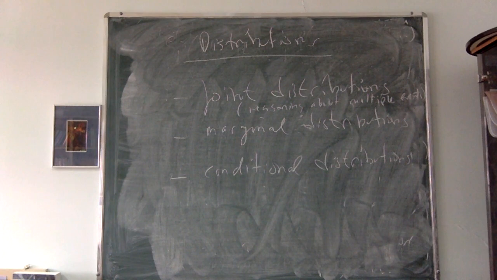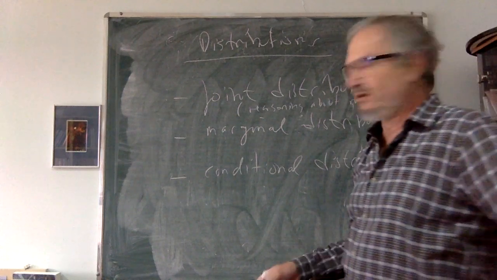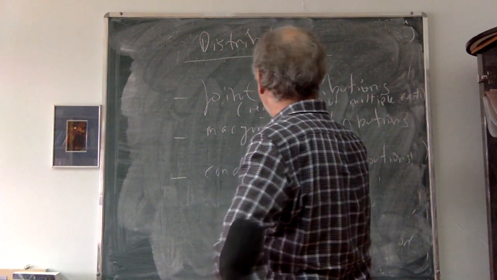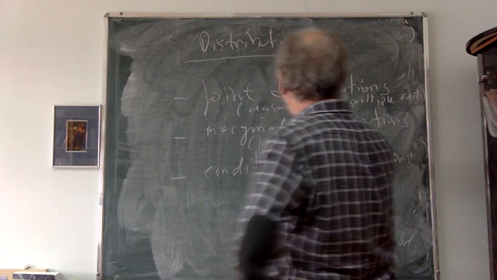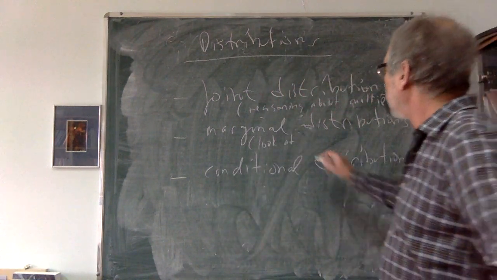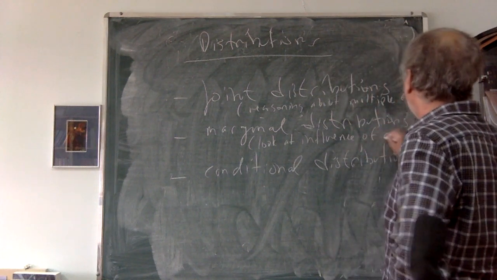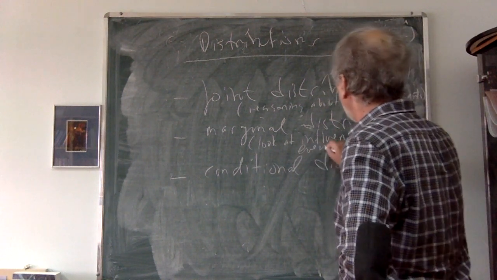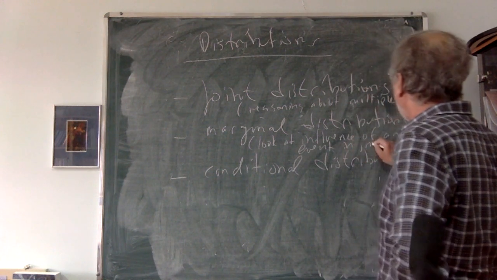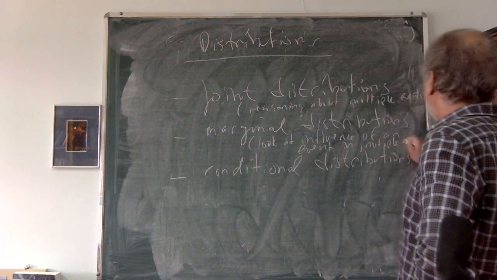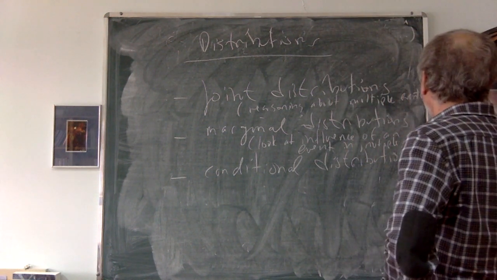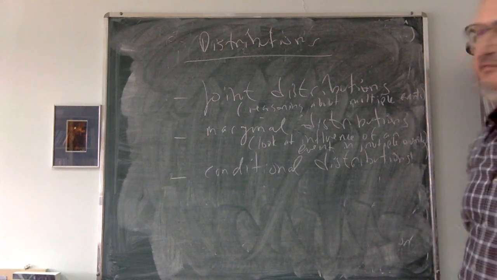Marginal distributions say, well, yes, I know I have a joint distribution, but I want to remove the influence of one of the events. So there are multiple events, and you're worried about the influence of one event.